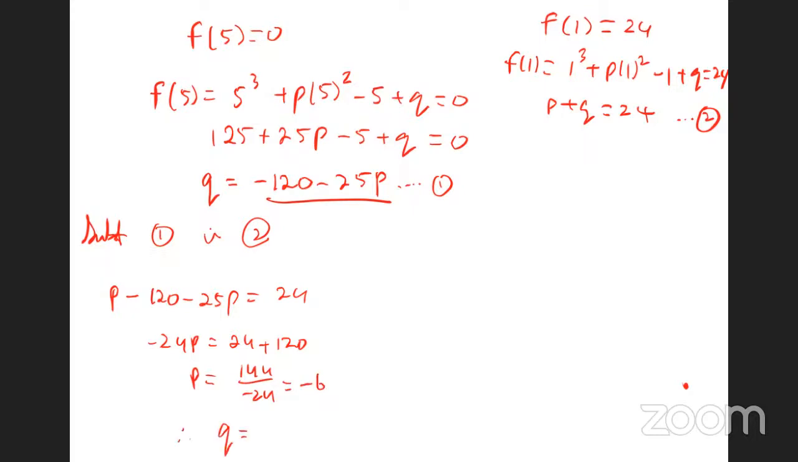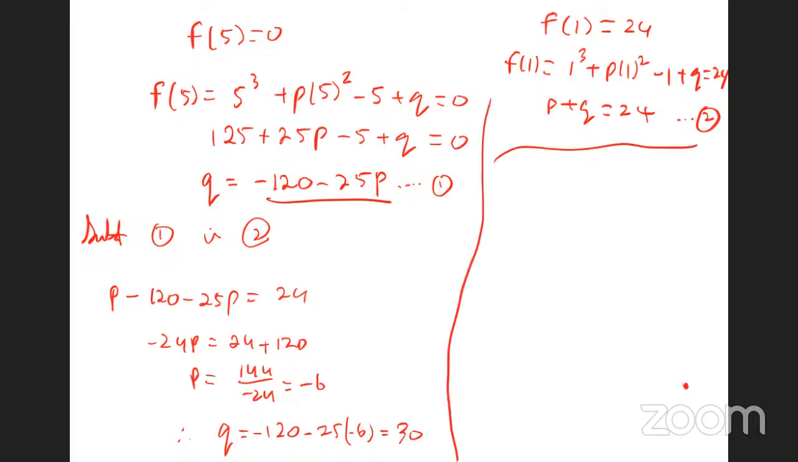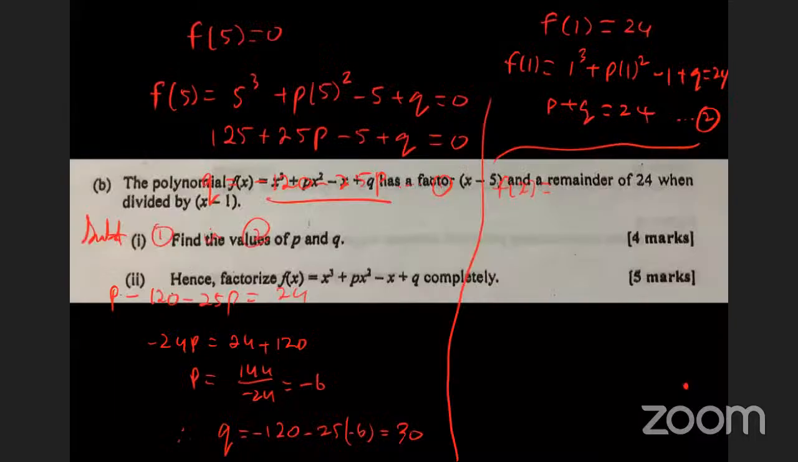So therefore, if we know what p is, we could easily find q. So q is equal to minus 120 minus 25 times minus 6. So that's 150 minus 120, which is what? 30. Okay, nice. So we know what p and q are. So we know that f of x is equal to x cubed minus 6x squared minus x plus 30.